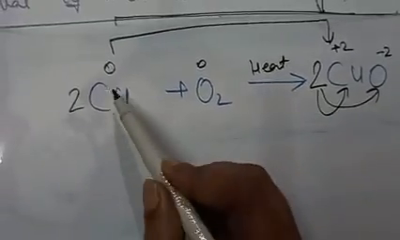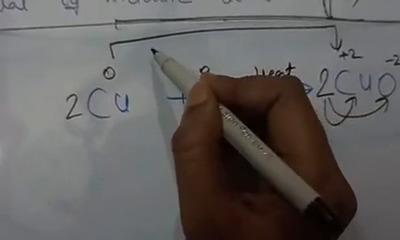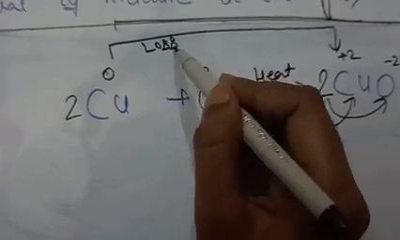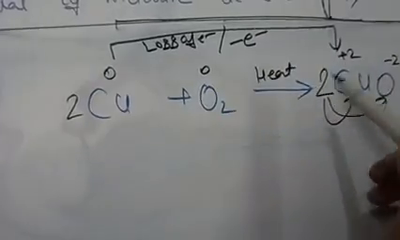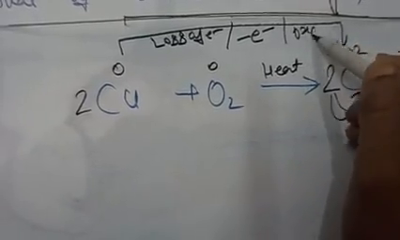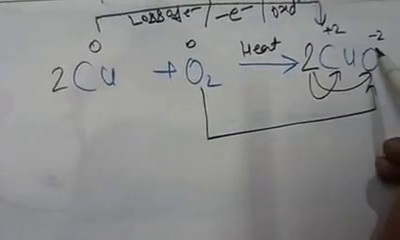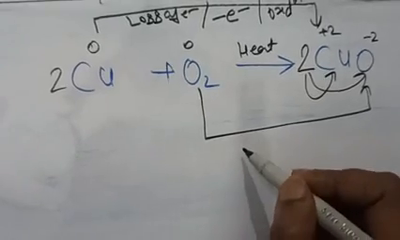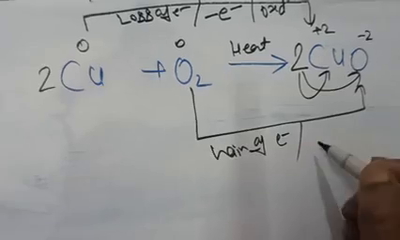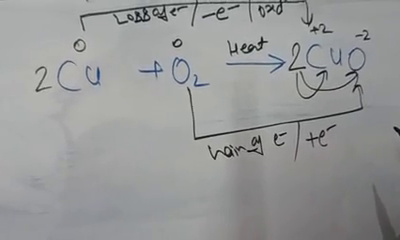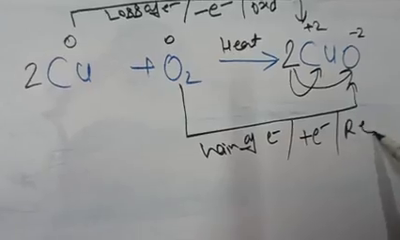So if you observe this copper, it is from 0 to +2, which means it is increasing in oxidation state. It is the loss of electron, and it is making copper +2 ion. So it is oxidation. And for oxygen, it is 0 to -2, which means the oxidation state is decreasing. Decreasing means gain of electron, or you can say plus electron. When you add electron to oxygen, it is obviously gain of electron, and it is called reduction.